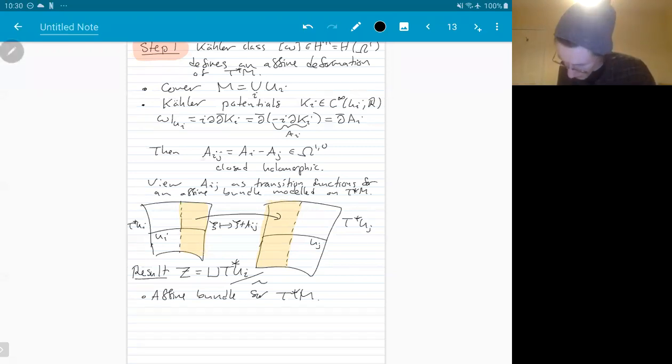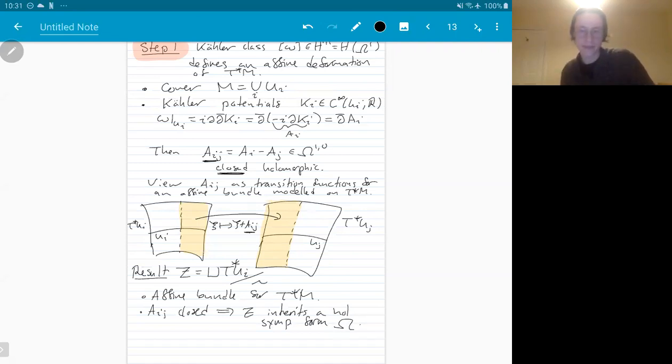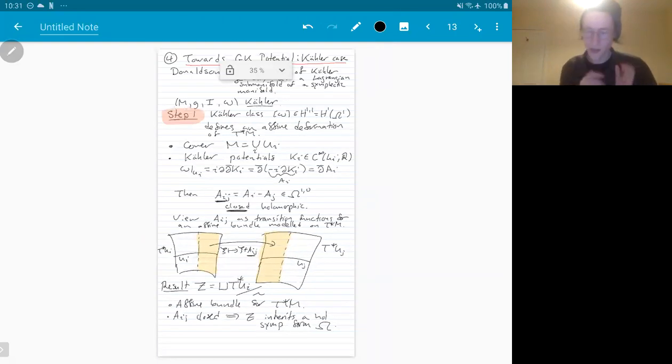And because a_ij is closed, that means that this transition function is actually preserving the natural symplectic structure which exists on the cotangent bundle. So the fact that a_ij is closed implies that Z inherits a holomorphic symplectic form, which I'll call omega. Okay, so this is the first step. The Kähler class corresponds to a holomorphic symplectic manifold, which is an affine bundle for the cotangent bundle.